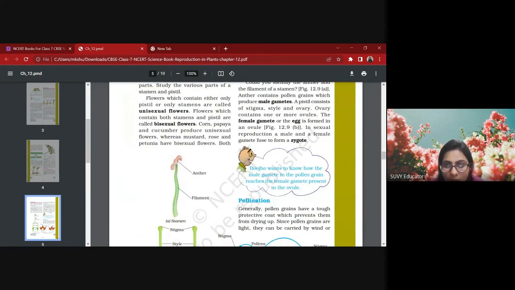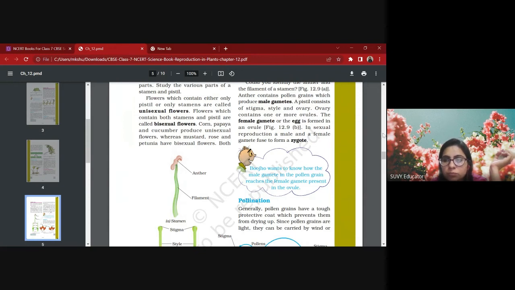Uni means one. If only one reproductive part, either male or female, is present in a plant, it is known as a unisexual flower. And if both the male and female reproductive parts are present in a flower, it is known as bisexual. Uni means one, only one, either male or female. Bi means two, both male and female. Examples of unisexual flowers are corn, papaya, and cucumber. Bisexual flowers are mustard, rose, and petunia.